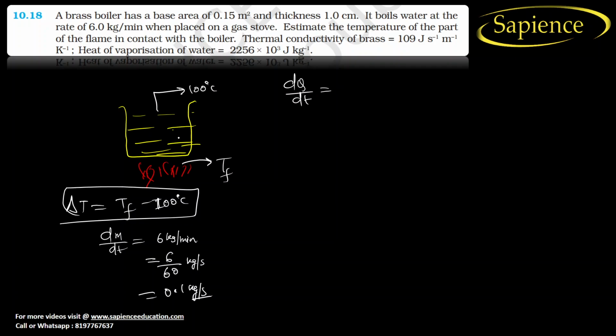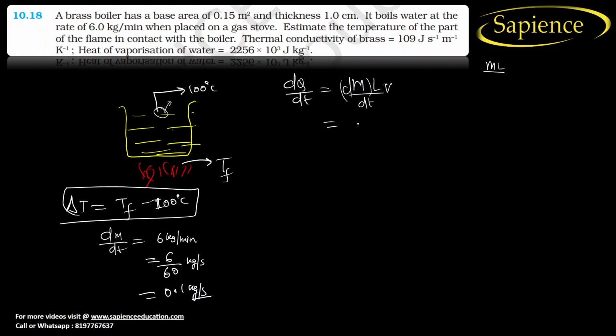See, whatever amount of heat has been given to this, it will get evaporated. So this means the amount of evaporation of the heat is mL. So here, mL, that is the heat, divided by time t, dQ/dt. So dm/dt into L, the latent heat of vaporization. So dQ/dt is equal to dm/dt into L.